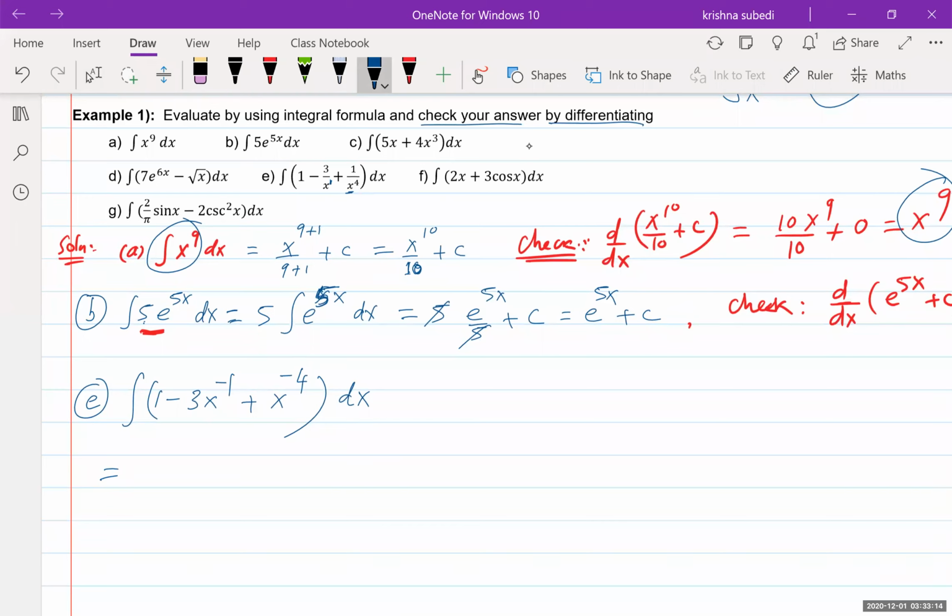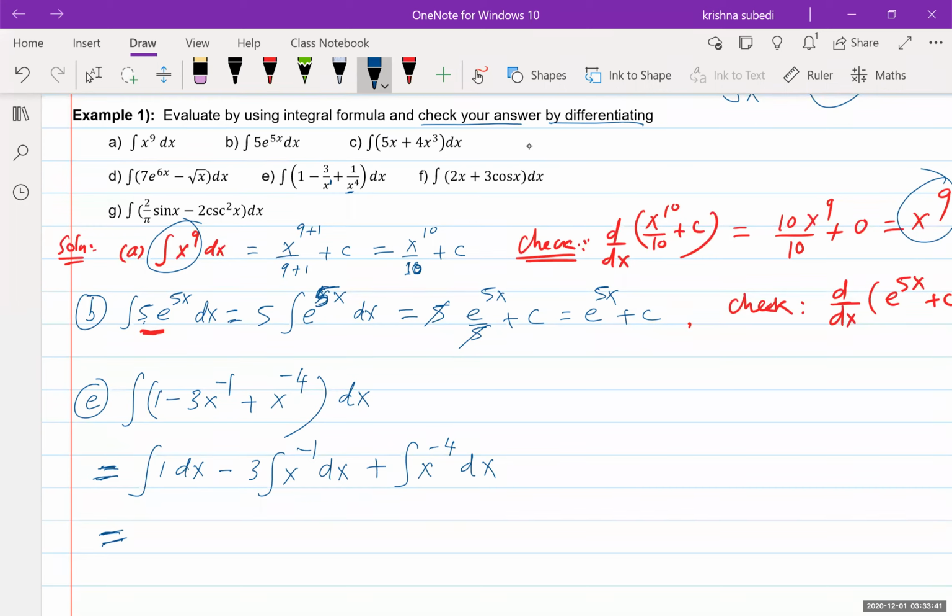Now, I can write this a couple of ways. One method is I can write this as 1 dx minus 3x power negative dx plus x power negative 4 dx. Okay, I can do it that way. Now 1 dx is, I think we have already said earlier, right?